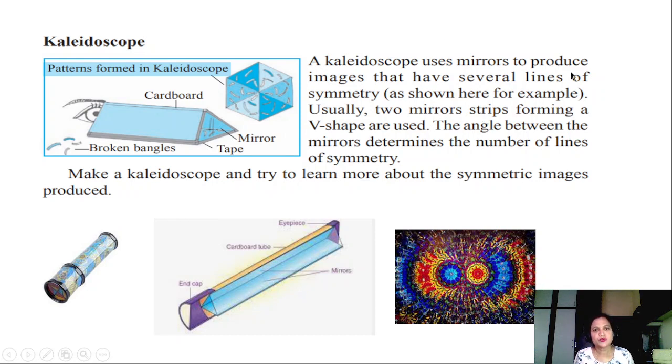A kaleidoscope uses mirrors to produce images that have several lines of symmetry, as shown here. For example, usually two mirror strips forming a V shape are used. The angle between the mirrors determines the number of lines of symmetry. Make a kaleidoscope and try to learn more about the symmetric images produced. This is available on Flipkart also. You can buy this and play with it.